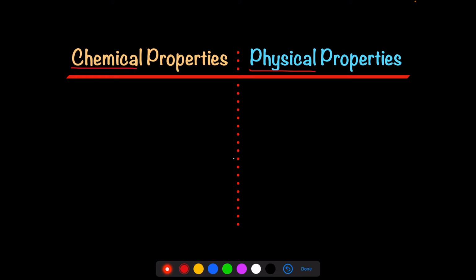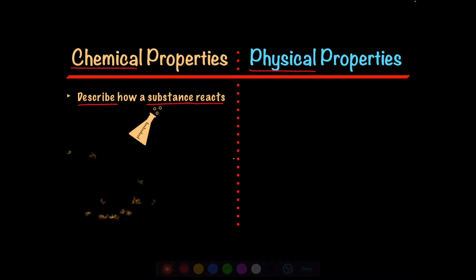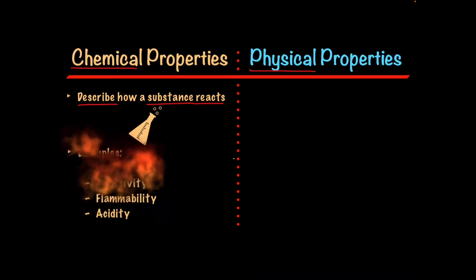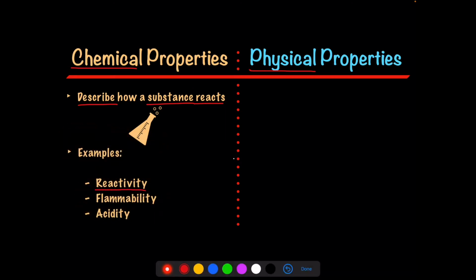So what are chemical properties? Now let's look at that. A chemical property basically just describes how a substance reacts. That's the definition for you. And let's look at an example of that. It would be reactivity in general, flammability, acidity.